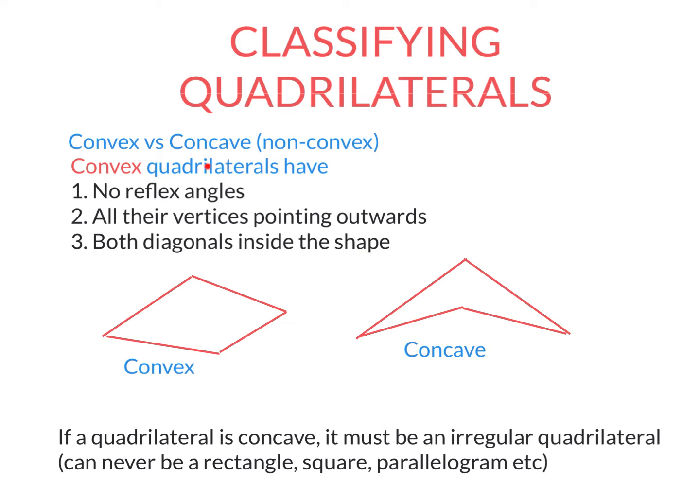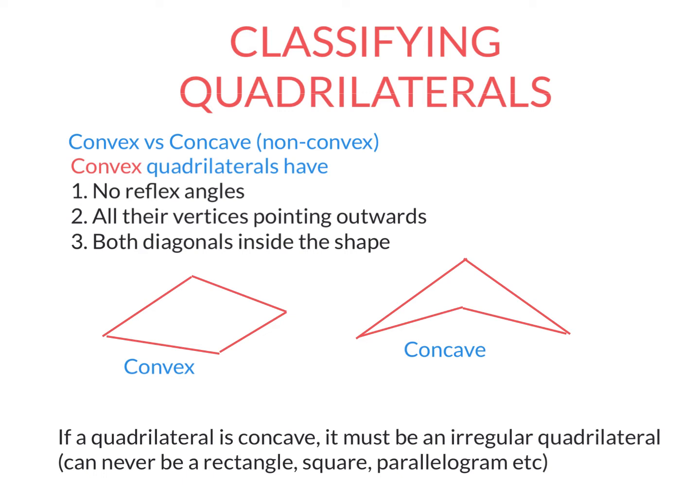Well, it turns out a quadrilateral is convex if each of these is true. So convex quadrilaterals have no reflex angles. They have no angles bigger than 180. Secondly, all their vertices point outwards. So a vertex is a corner, plural of vertex is vertices. And when we say point outwards, we mean away from the center of the shape. So a quadrilateral is convex if all of its vertices point away from its center. And for number 3, both diagonals of a convex quadrilateral are inside the shape. I'll show you what that means in a second.